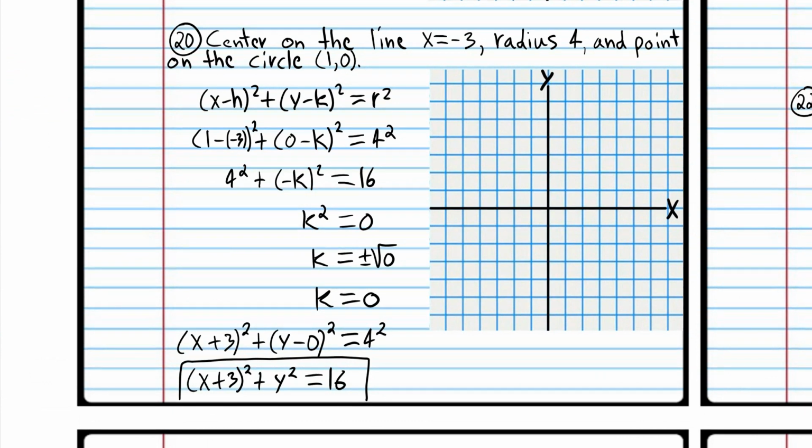So let's graph the circle. The center is negative 3, 0. And the radius is 4, so 1, 2, 3, 4 in each direction: right, left, up, and down.